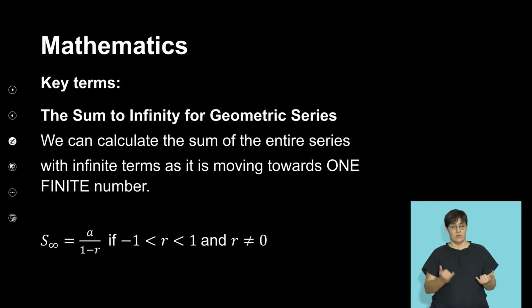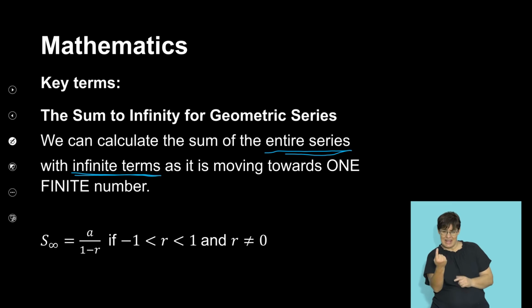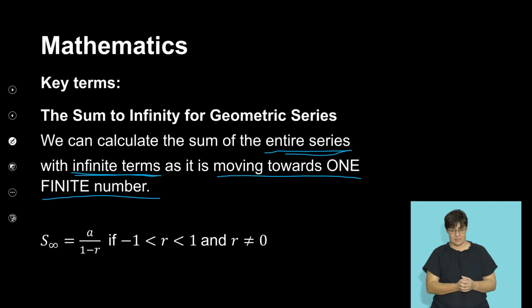So we can calculate the sum to infinity for a geometric series using the formula below. But let's just quickly look at what's on this slide. It says we can calculate the sum of the entire series with infinite terms. So essentially we're saying that if I were to add every single value of this sequence together, I can actually come up with a number that will express the sum of an infinite amount of terms. I can do this because the series is moving towards one finite number. So if I were to add all of the terms together, they are going to get closer and closer to one specific number, and that specific number can be assumed to be the sum to infinity.